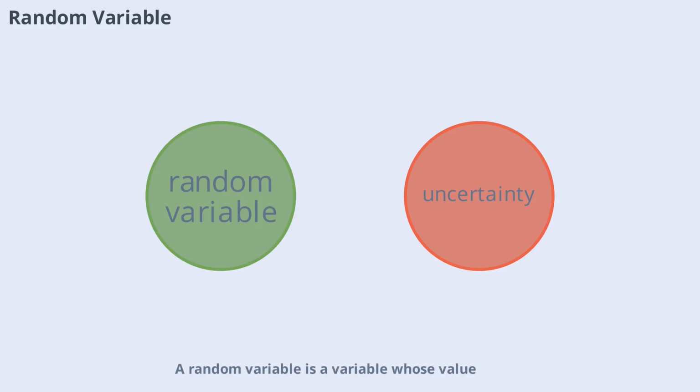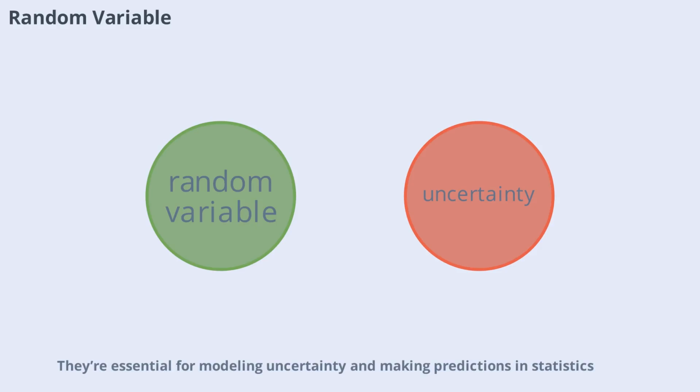Random variable is a variable whose value is determined by the outcome of a random event. For example, the number of heads in 10 coin tosses is a random variable. Random variables can be discrete, taking specific values, or continuous, any value within a range. They're essential for modeling uncertainty and making predictions in statistics.